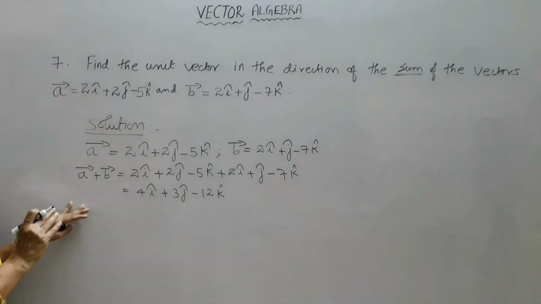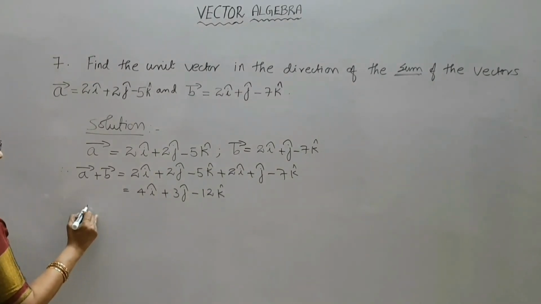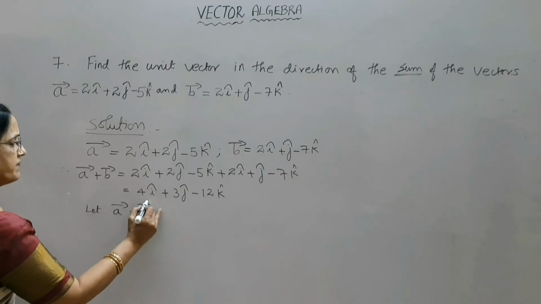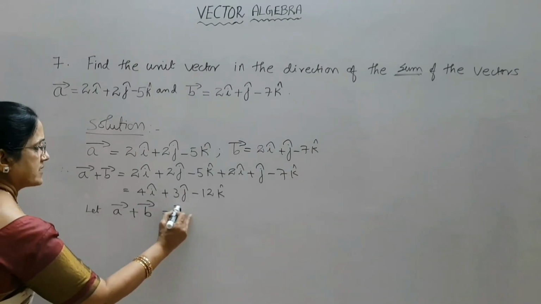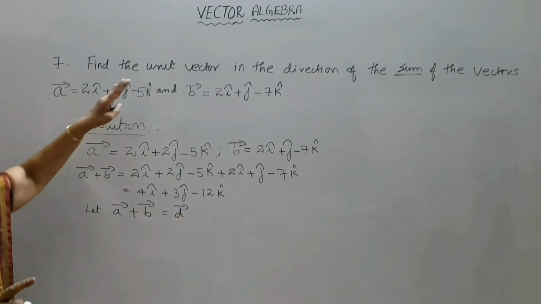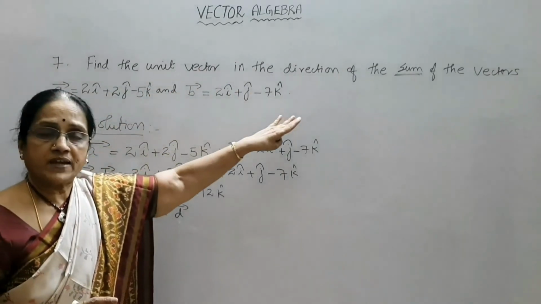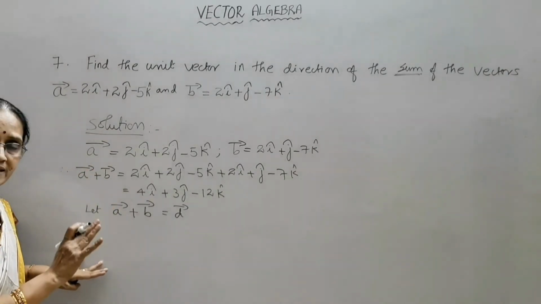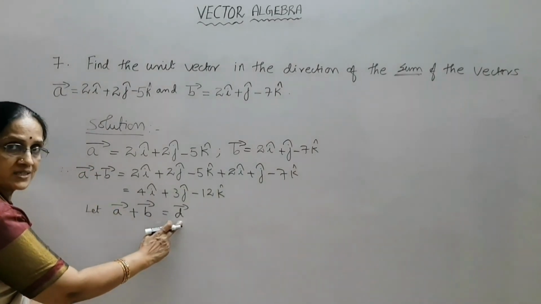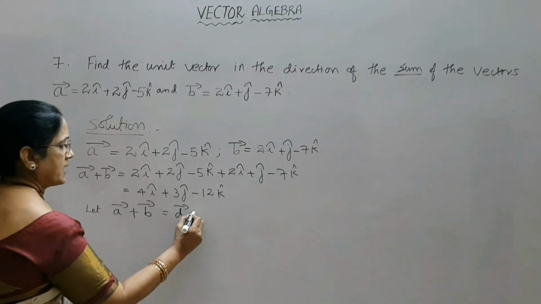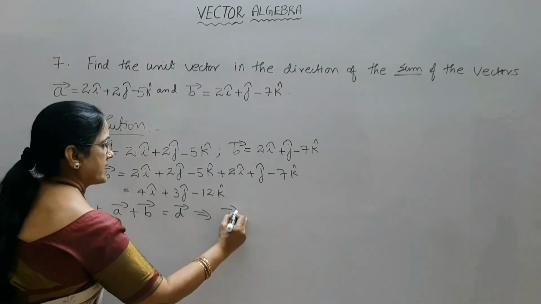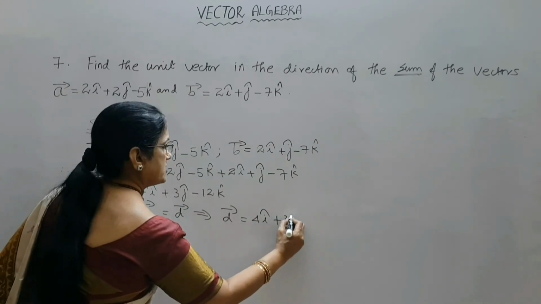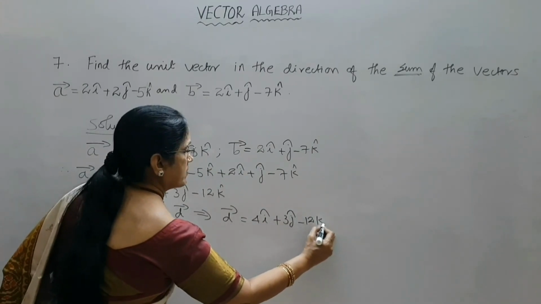Like the previous question, let us make the assumption: let A vector plus B vector be equal to D vector. You need to find out the unit vector in the direction of A vector plus B vector. It is the same as finding out the unit vector along D vector. So this implies D vector is equal to 4i cap plus 3j cap minus 12k cap.